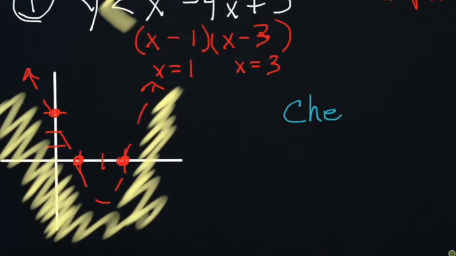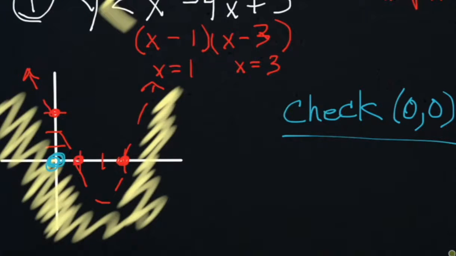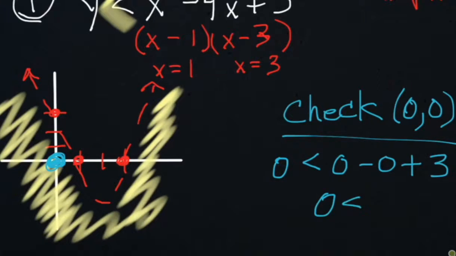So I'm going to pick a point to check. Try and pick something with small numbers. If at all possible, use 0, 0. So 0, 0 is right in the middle of my shading, which means when I plug it in, it should be true. So plug in a 0 for y, less than 0 minus 0 plus 3. Simplify. Is 0 less than 3? Yes, which means we shaded in the correct location.